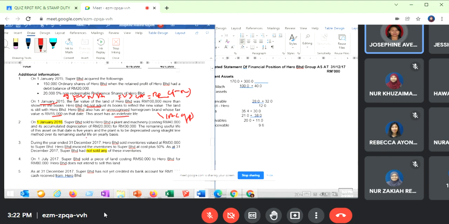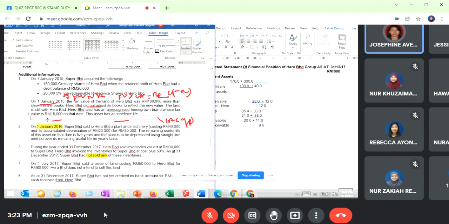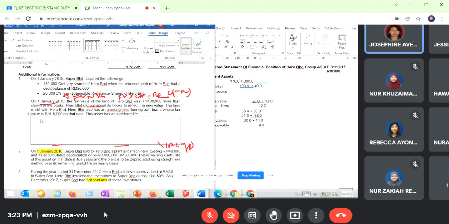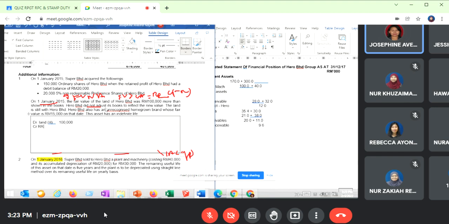So you have this double entry. Okay, this is your double entry. I like to show the double entry so that it is easier for you to understand. When you look at the double entry, hopefully some of you have very strong double entry, you will understand this very well. All right, so to record the increase in the asset, you will debit the land of Hero, the subsidiary, 100,000, and you will credit the revaluation reserve, which is a pre-acquisition reserve, and this will go to the FV&A of Hero. Okay.